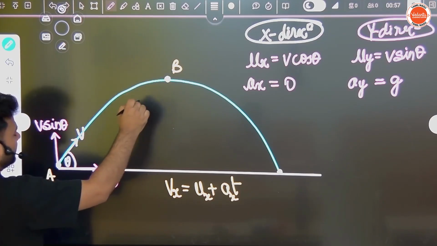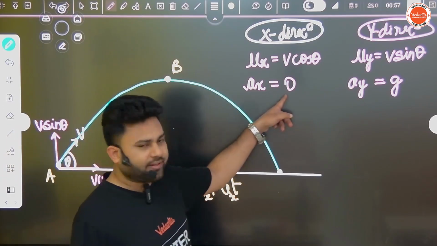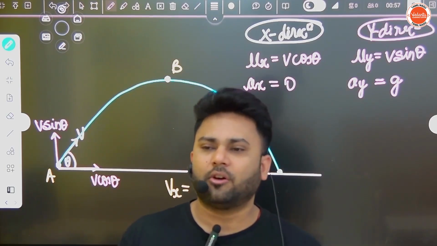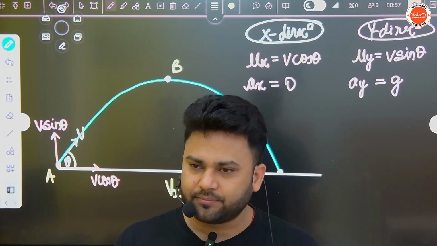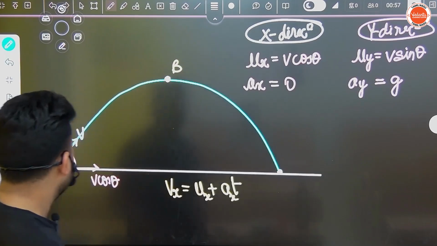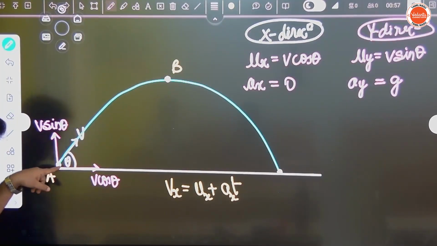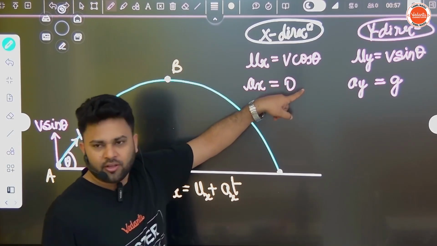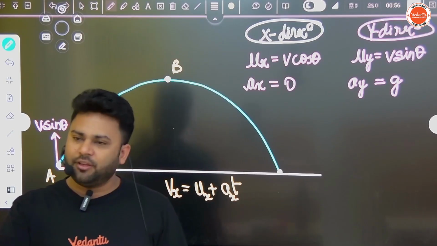See, the object is moving like this. There is no acceleration in x direction. If there is no acceleration, think like you are riding a bicycle or bike: your velocity will remain constant. This is the meaning of no acceleration, velocity will remain constant. In x direction, initial velocity was v cos theta, and acceleration is 0. So in x direction the velocity will all the time remain v cos theta.